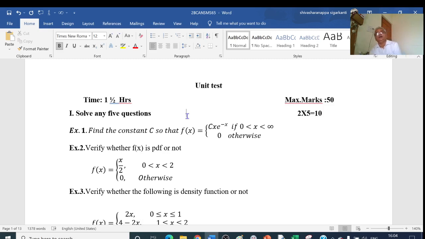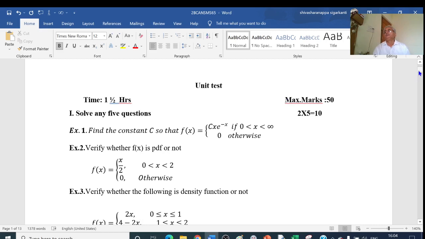This is the model unit test paper. The paper given to you may not be the same as this one. This is just a model here. So here we set the question paper for the duration 1.5 hours and maximum marks 50. The questions are of 2 marks and 5 marks. For the 2 marks questions, you have to solve 5 questions out of the 7 or 8 questions given. You will get 10 marks.